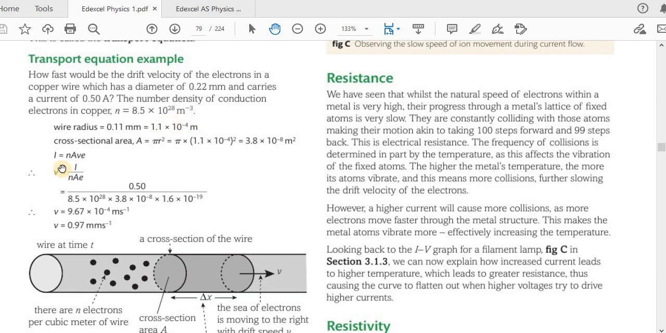So n has the unit per cubic meter, that is the SI unit. A has the SI unit square meters. v has the SI unit meters per second. q has the SI unit coulombs. I obviously has the SI unit ampere.